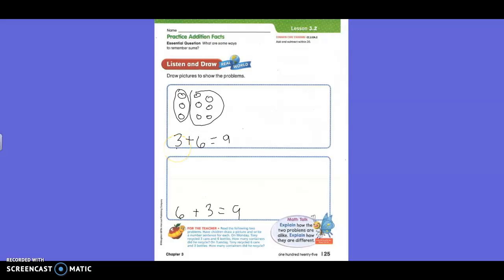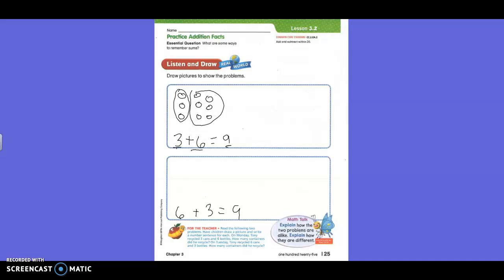3 was first, 6 was second. This time, 6 is first and 3 is second. And they both still equal 9. And this number right here, the number that equals, that's called a sum. Okay? So these two numbers right here are called addends, and this is called a sum.